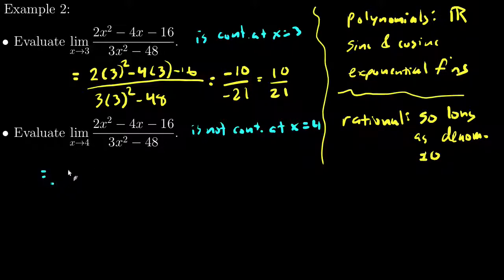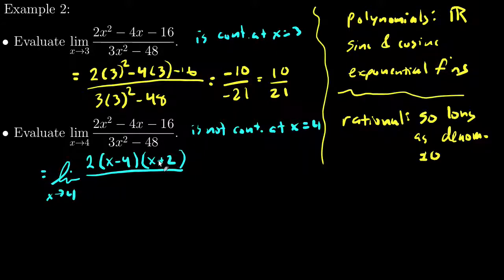So this will equal the limit as x approaches 4 of, I can factor a 2 out, and if I take out the 2, that's going to leave me with x squared minus 2x minus 8, so that factors as x minus 4, x plus 2. And in the denominator, I can factor out a 3. That would leave me with x squared minus 16, so that factors as x minus 4, x plus 4. And here's what happens. The x minus 4's cancel.